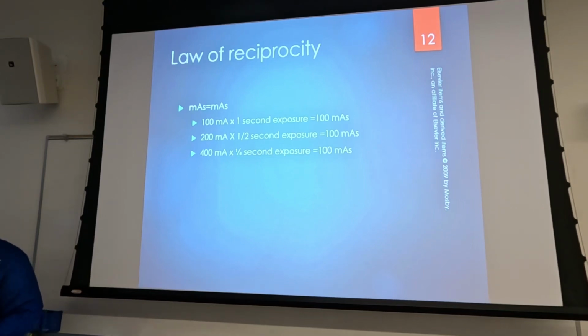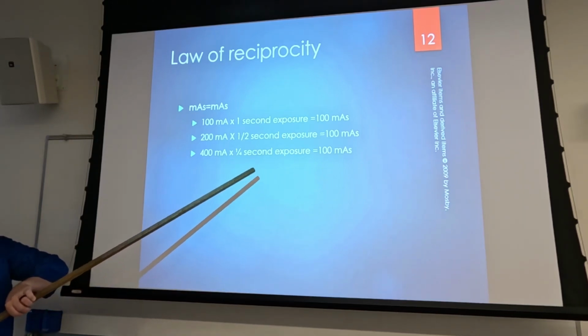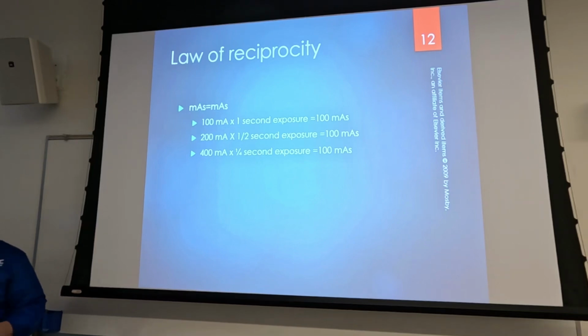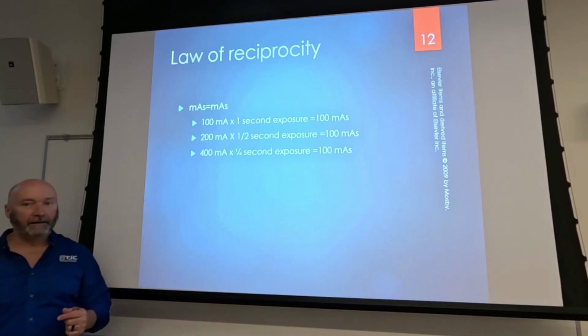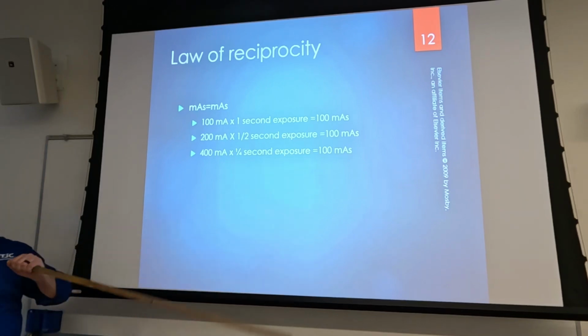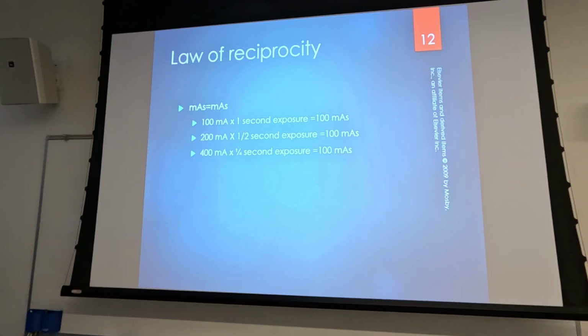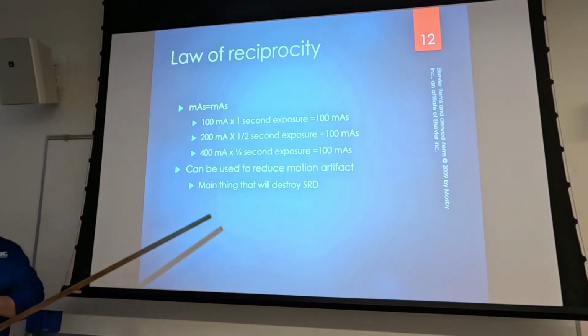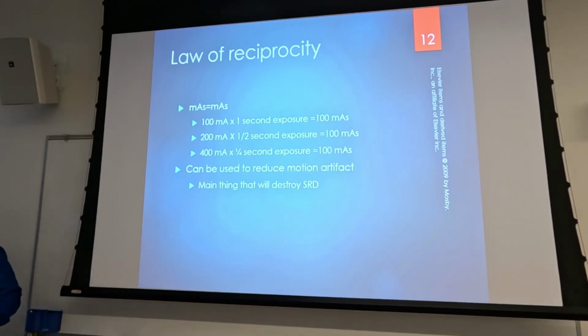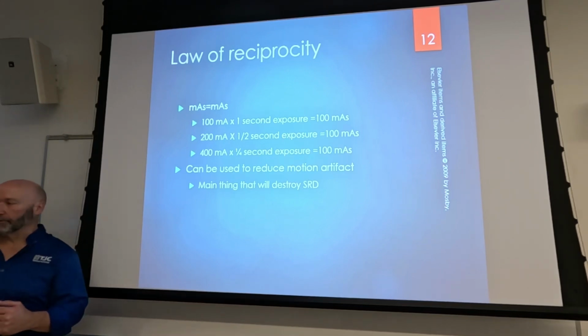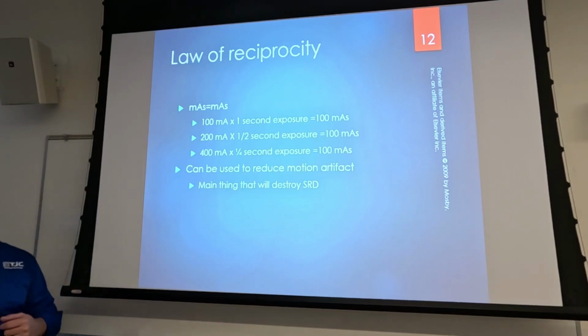That's just reciprocity. It's give and take, right? You're using a higher mA station at a shorter exposure time, you're getting the exact same mAs. And as long as your machine is shooting right, within parameters, you should get close enough to 100 mAs that your exposure shouldn't really change all that much. Okay, so how we can use reciprocity is to reduce motion artifact. Again, that's the main thing that will mess up your sharpness of recorded detail, and it's the thing that you have absolutely no control over.